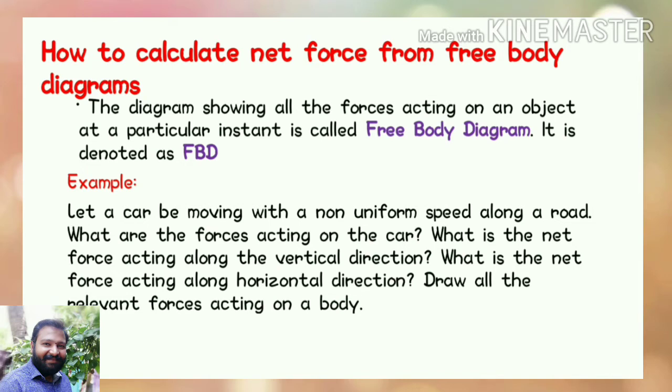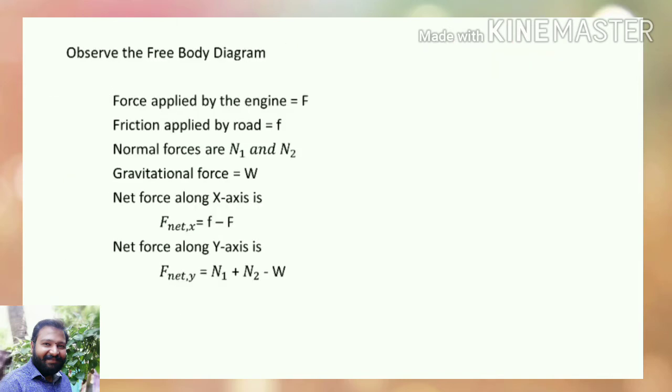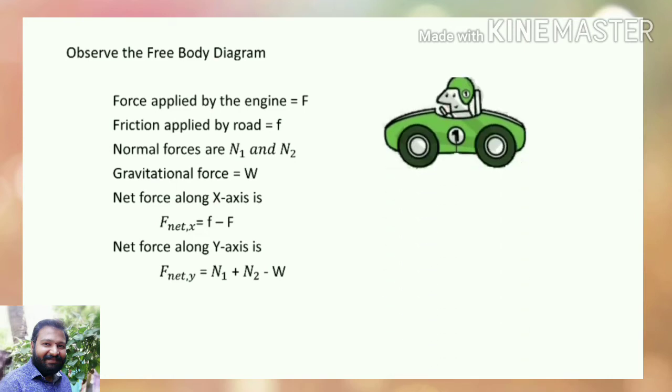Now we will calculate the net force acting on a car. Observe the picture. Here, a car is given. Before starting this free body diagram, first we have to draw the x-axis and y-axis. For each and every diagram, we have to draw the x-axis and y-axis to identify the horizontal and vertical directions. The x-axis is the horizontal direction, the y-axis is the vertical direction. So start the free body diagram with the x-axis and y-axis. Now coming to the car. Observe the car.